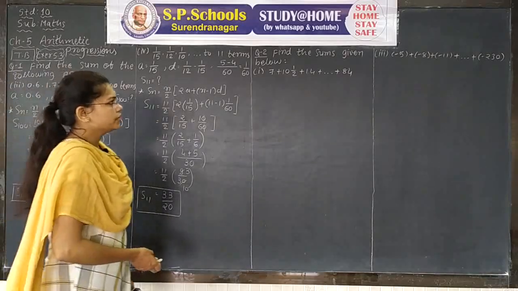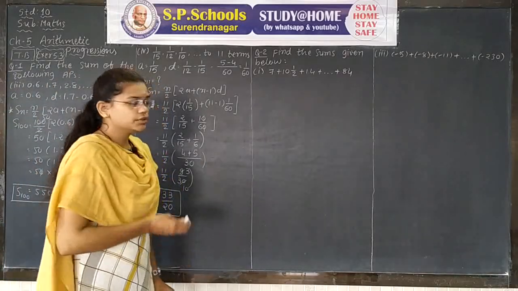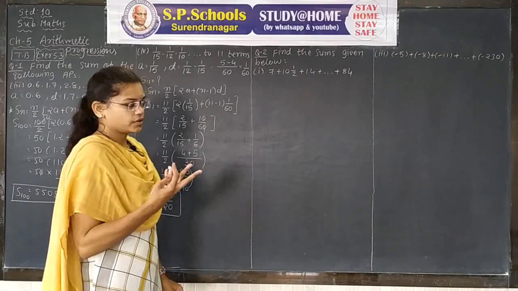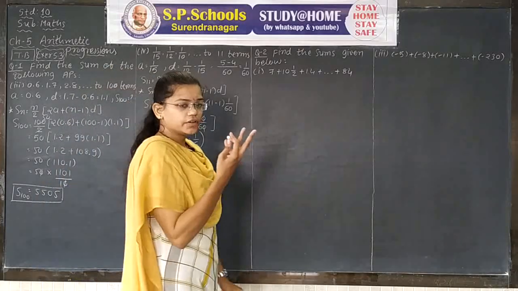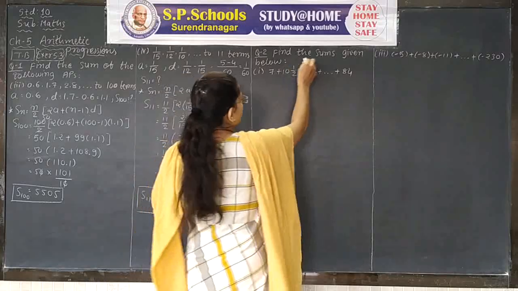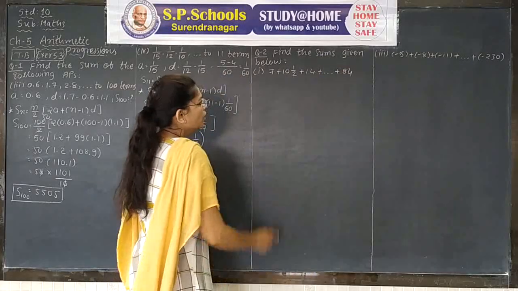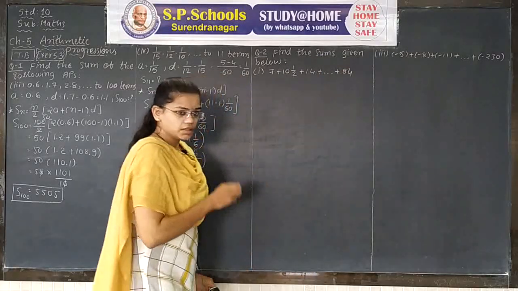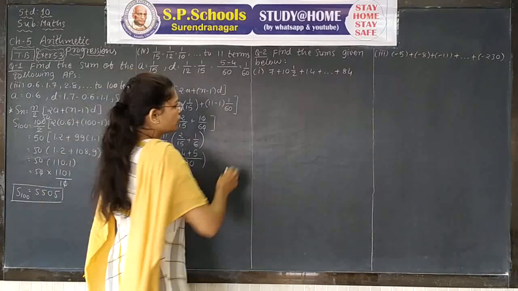Let's see question number 2. In question number 2, three different types of sums are given, meaning three different types of finite APs are given. Find the sum of the given below. The first and third are here; try the second yourself.